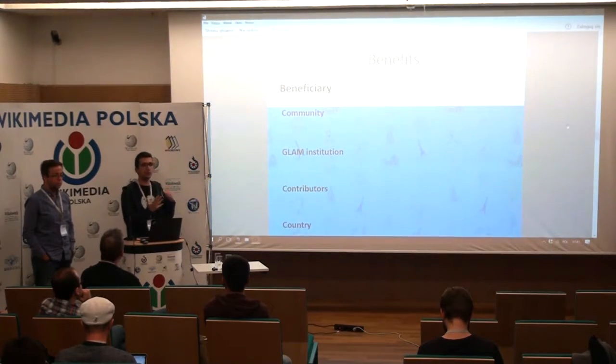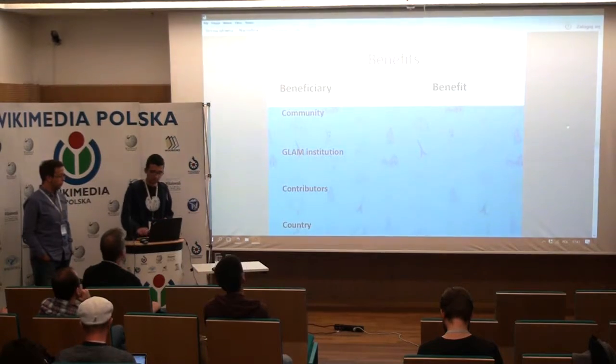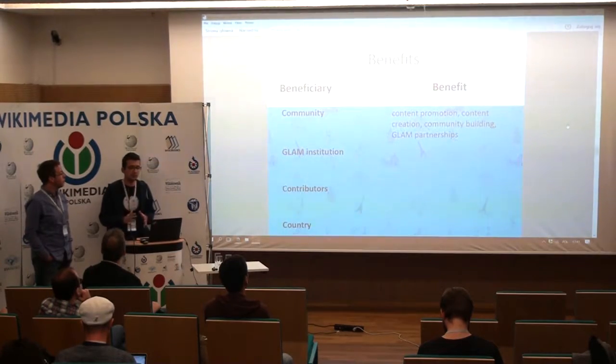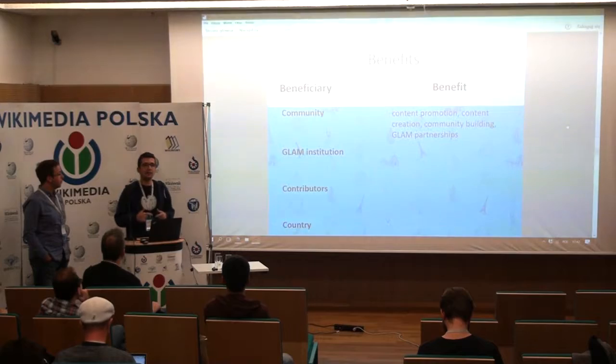Okay, so what are the benefits from this collaboration? First we have to identify what are the beneficiaries or the parties who are going to earn from the added value of this collaboration. So we identified four: the community, the Glam Institution, the contributors, and the country. So what is the benefit for each of them? First, for the community. It helps promote the content that you have on Wikipedia. Because if people are allowed to scan the QR code, then they're going to be redirected to the page. So you're simply using a way which increases traffic to the articles that you have, and you're promoting your content.